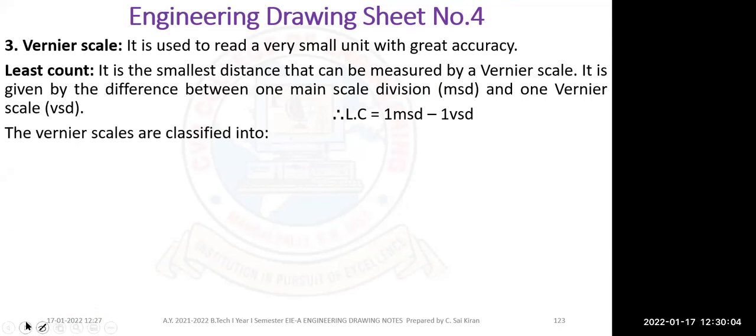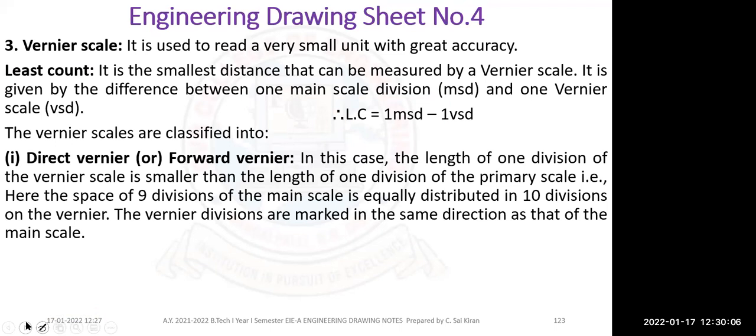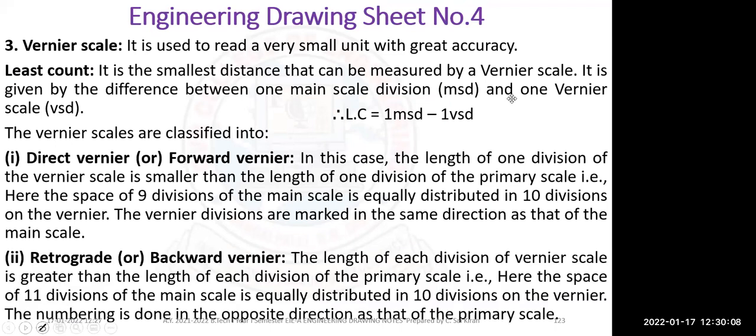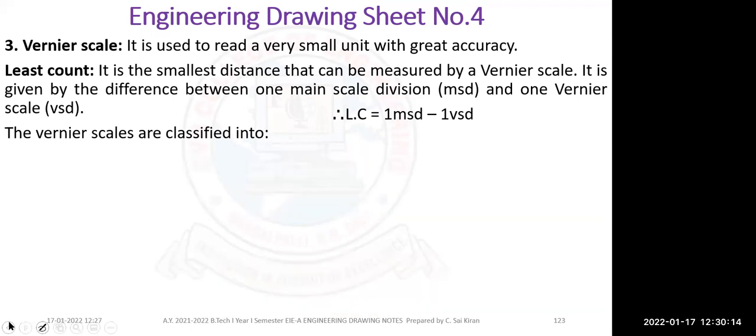So Vernier scales are classified into two types. One is direct Vernier or forward, or backward. There are two types of Vernier scales: forward or backward. So what is meant by forward? What is meant by backward?